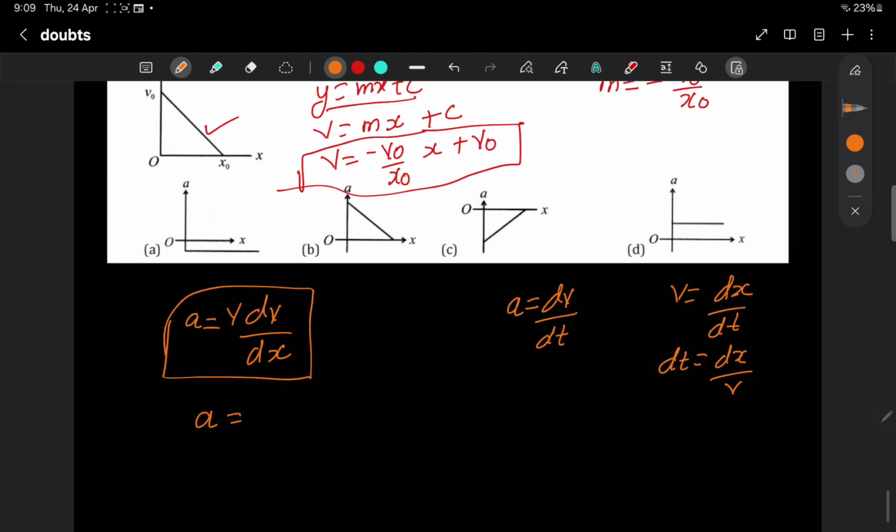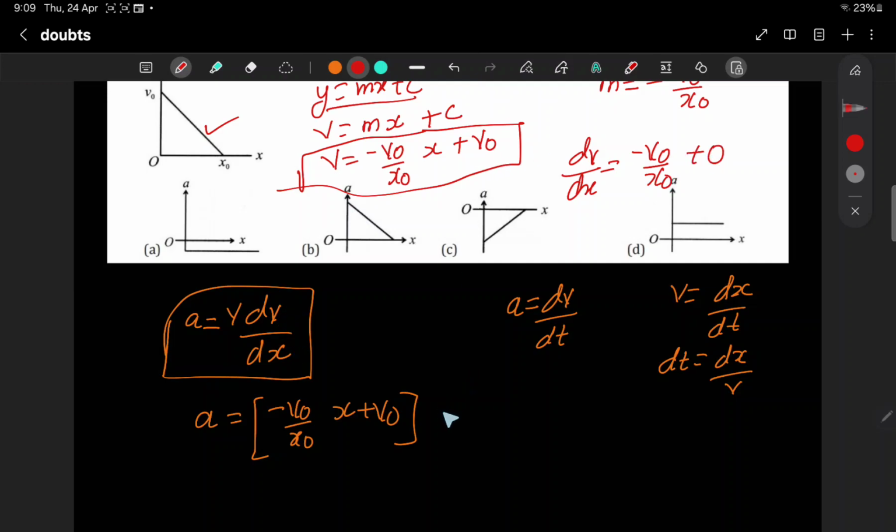Velocity is what? Here we have minus v0 by x0 into x plus v0. I have applied this v as it is. Then dv by dx. If you differentiate this with respect to x, what will you get? dv by dx: here this is a constant. If you differentiate x, you will get 1. So minus v0 by x0. This is a constant; if you differentiate this, you will get 0. So dv by dx is simply minus v0 by x0.